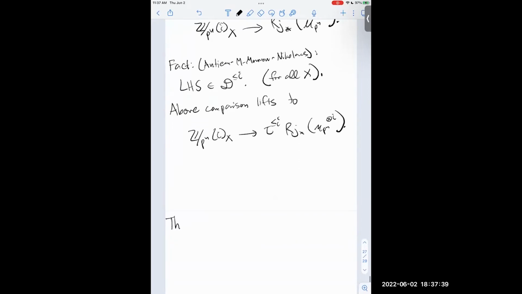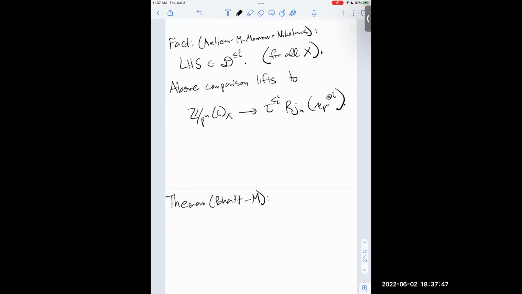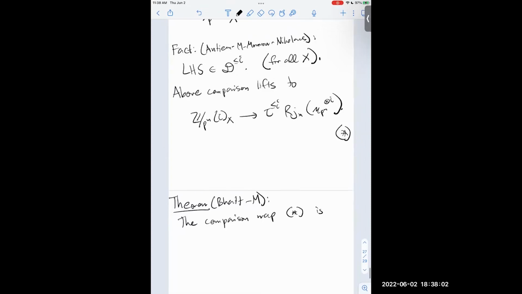And so there's the following theorem. This was proved in my article with Bhatt. Let me give this a name. Let me call this star. So the comparison map star is an isomorphism in cohomological degrees less than i. And in degree i it is an injection.